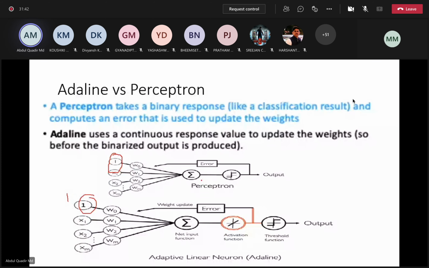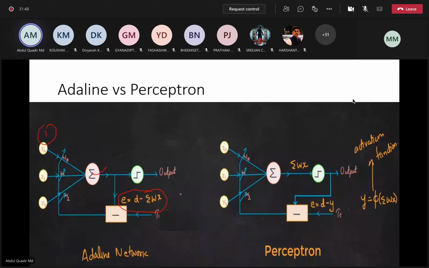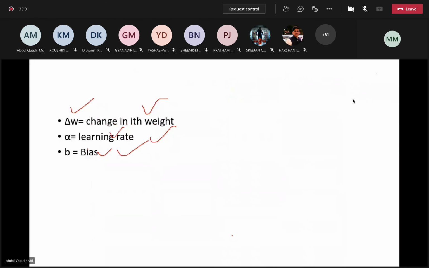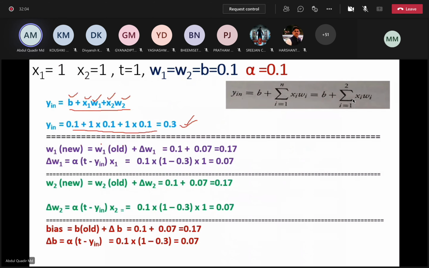We have aggregated. After aggregating, we are going to update the weights by using this particular formula for weight updation. We calculate the error and update the weights. Weight updation is the same as before, but the difference is that instead of T in the perceptron, here in Adaline we will be doing T minus Y in.